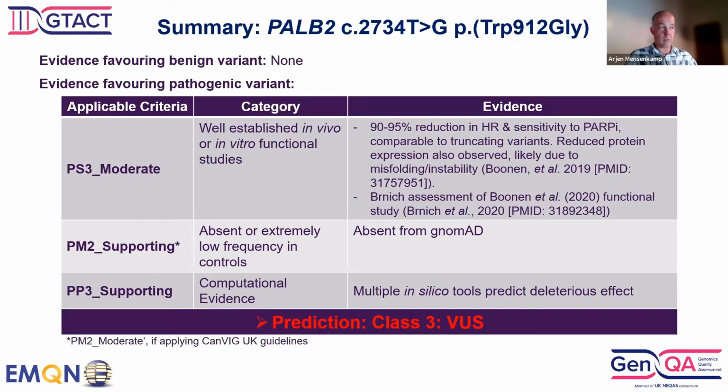As the variant is not present in gnomAD, you can apply PM2 supporting according to the ACMG criteria, but if applying the CanVIG-UK guidelines, you can apply it at a moderate level. The next is PP3, which is also a difficult one here. Multiple in silico tools, like the ones I just mentioned, predict a deleterious effect, but not all. I will come back to that in the next slides. So using these 3 criteria, we came up with a VUS classification, plus 3. Next slide, please.